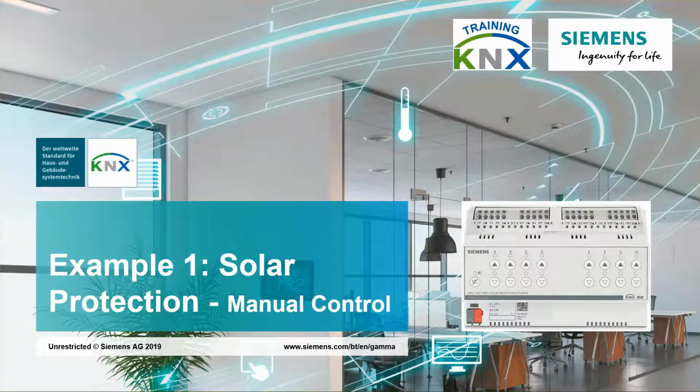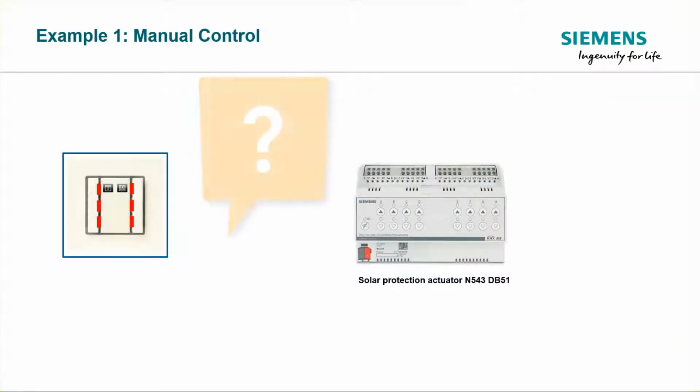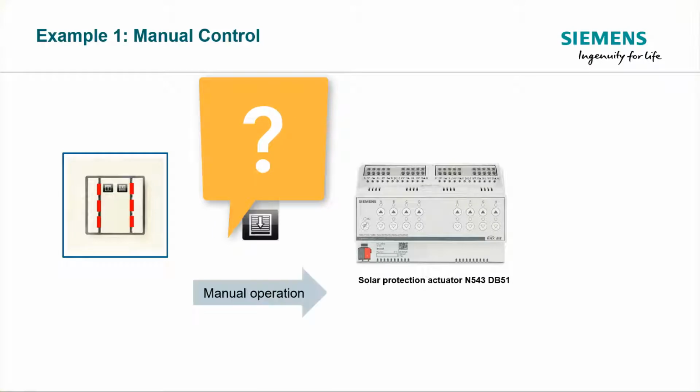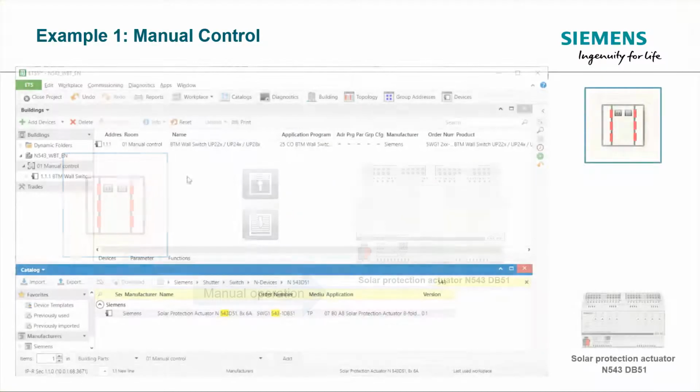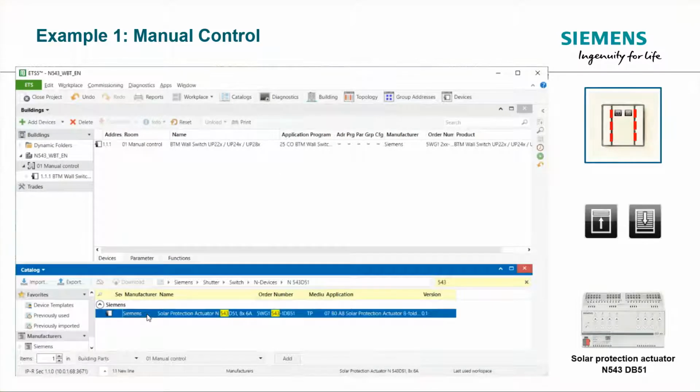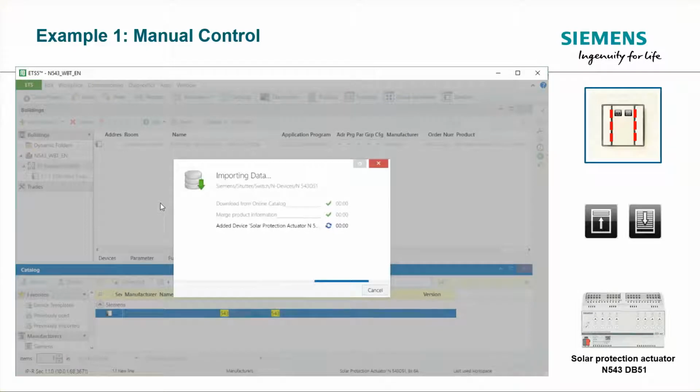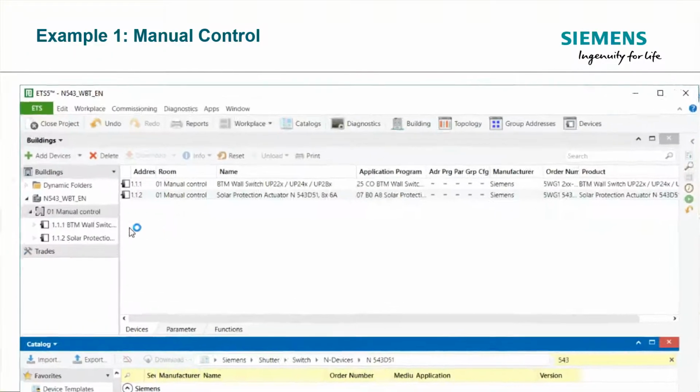Application Example 1. Standard setting for manual solar protection control. We want to control the solar protection actuator N543 manually and consider which settings are to be made. First, I insert a solar protection actuator N543 from the online catalog into the prepared ETS project.